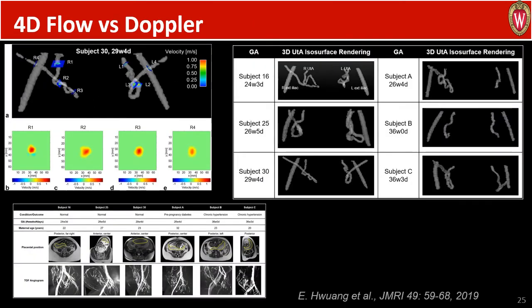The Penn group used a more traditional Cartesian 4D flow sequence to measure flow in uterine arteries. They found modest agreement with Doppler, which cannot be considered a gold standard for reasons previously mentioned. Their study also highlighted the tortuosity and heterogeneity in the anatomy of the uterine artery during vascular remodeling, as shown here in the upper right.